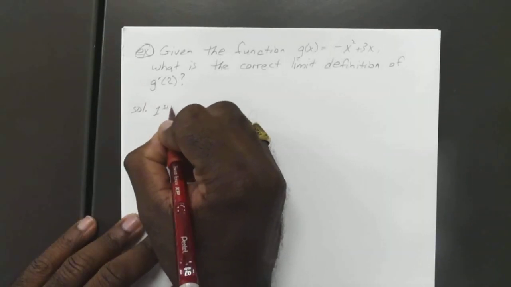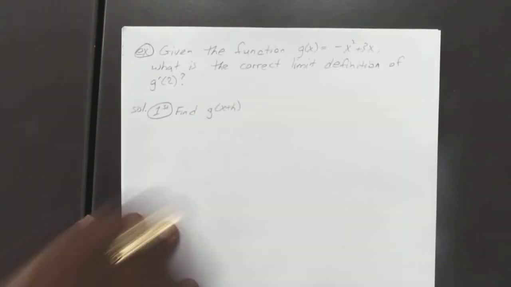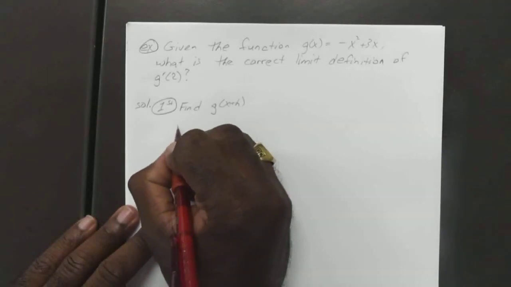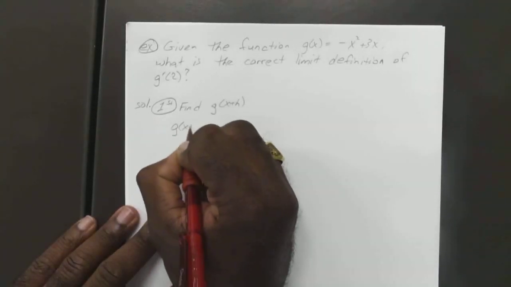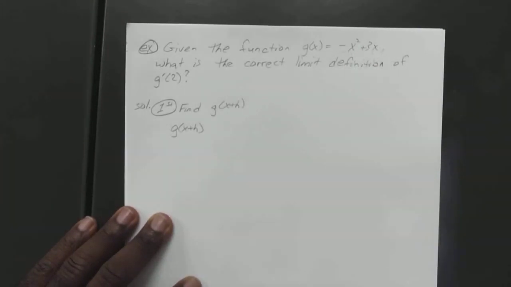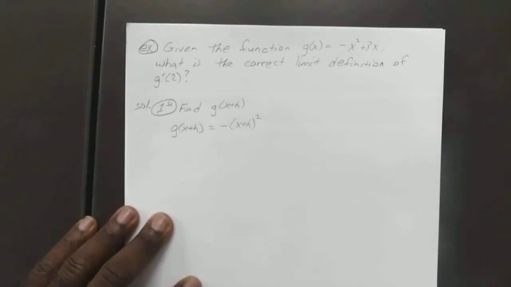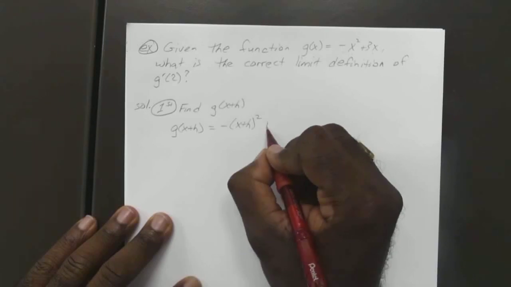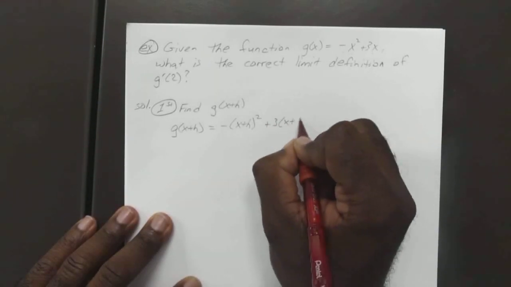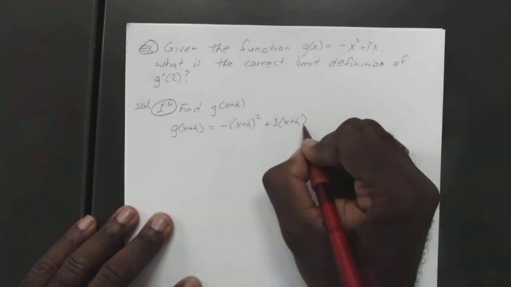Okay, so your first step is you're going to find g of x plus h. We know g of x plus h is we're going to replace every x with x plus h. So that's negative x plus h squared plus 3. Is that plus minus? Yep, plus 3 of x plus h.